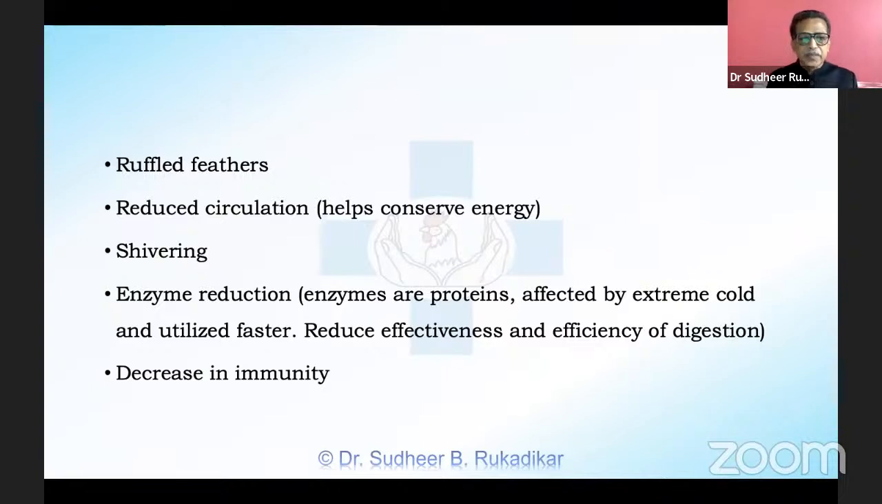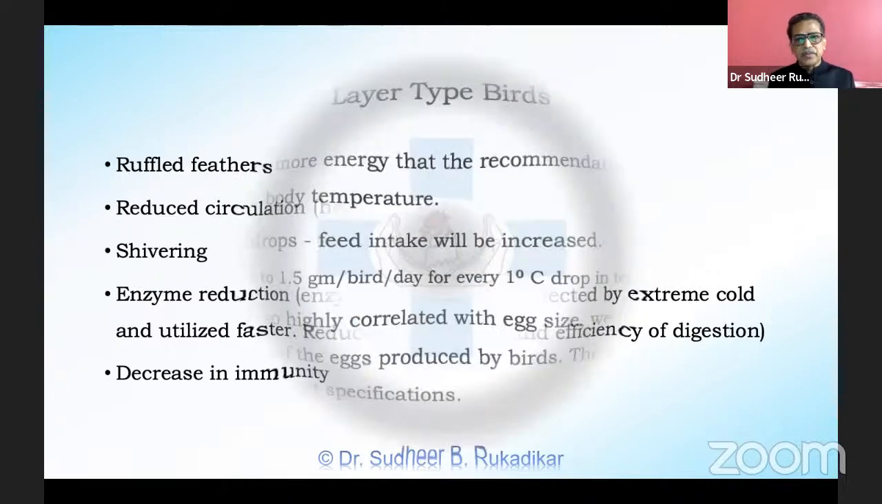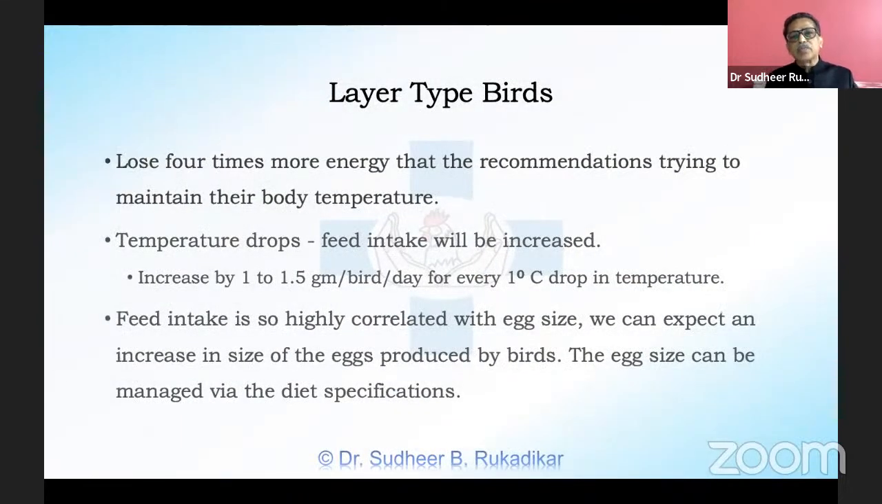And there is a decrease in immunity. Of course, it's there in many seasons, but whenever there is stress, there will be immunosuppression of the birds. In the case of layer type birds, it is seen that they use 4 times more energy than recommended to maintain their body temperature. So naturally, feed is diverted to energy for maintenance and not for production.